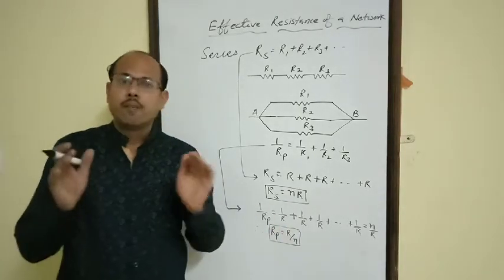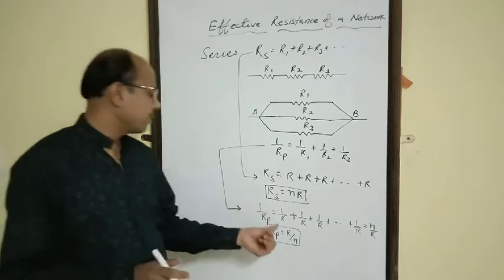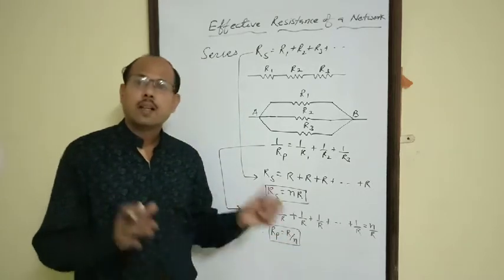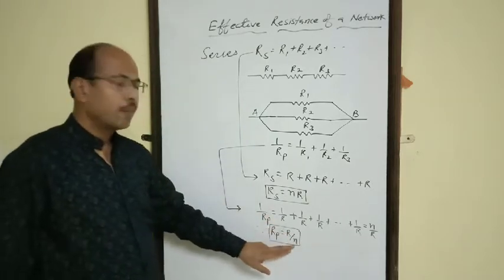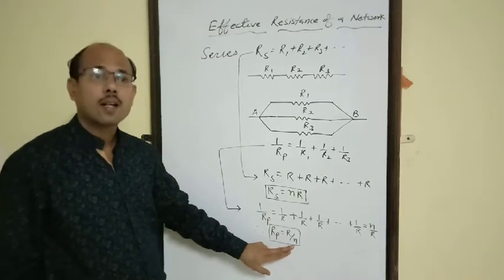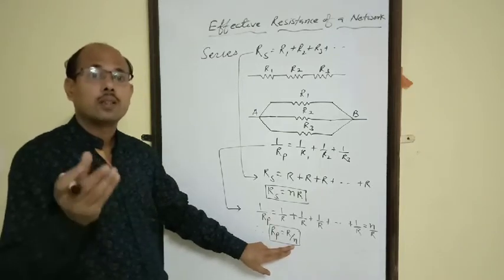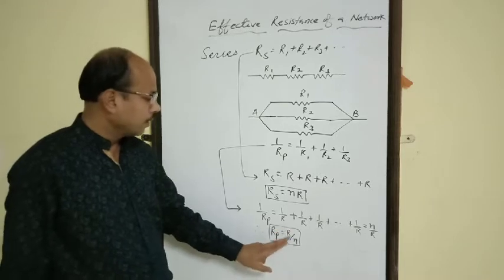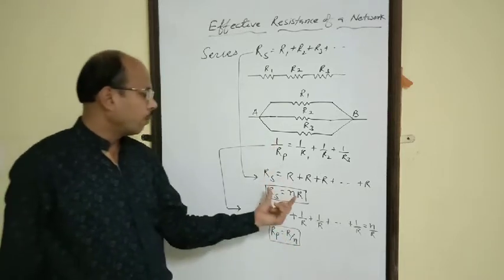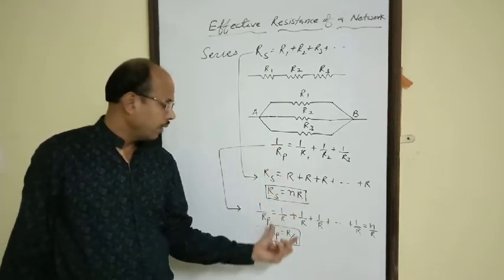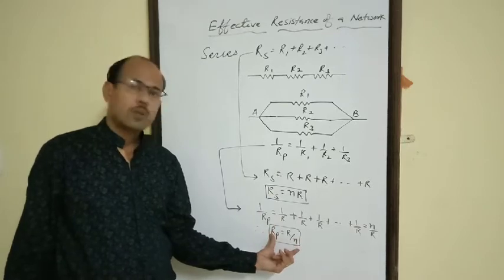It means whenever identical resistors are connected in parallel, the effective resistance will be R by N, where N is the number of resistors. For example 3, 4, 5, 6, etc. That is R by N. So in series combination Rs equals N times r. In parallel combination Rp equals R by N.